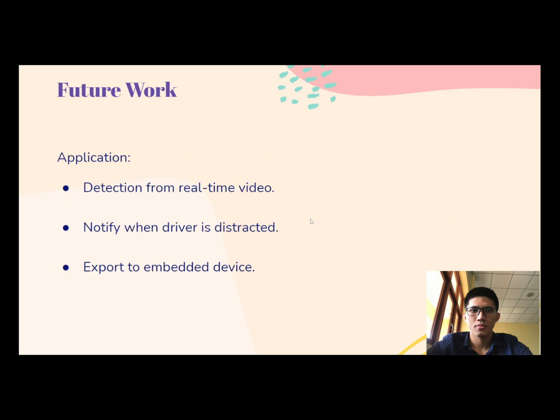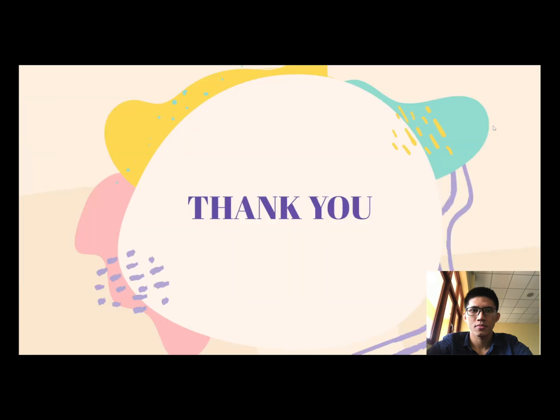For the application upgrade, in the future we can make it detect from real-time videos, and we will notify when the driver is distracted. We can notify the drivers through phones or through emails. Third, because our application relies on the QML language, we can export it to embedded devices to use in cars, on the panel of the cars, or somewhere else like police stations. Thank you for watching our presentation.